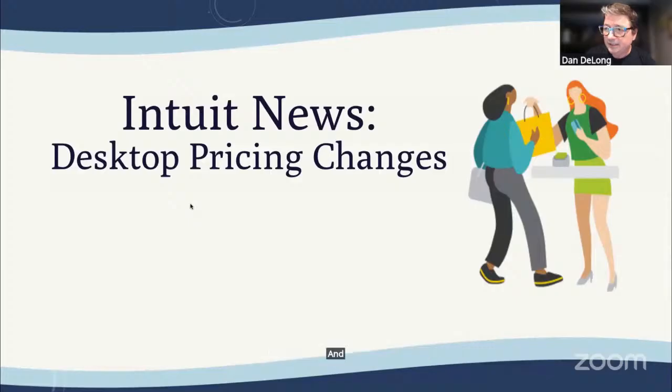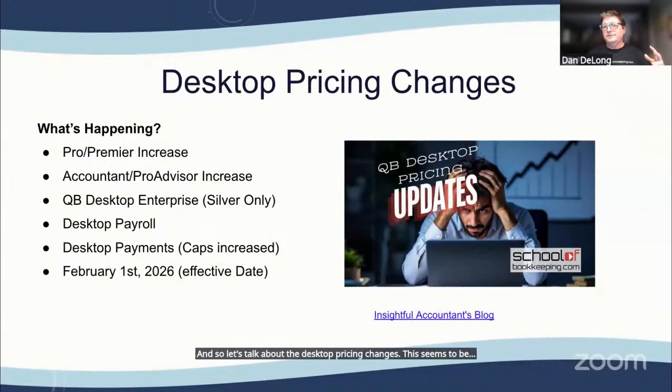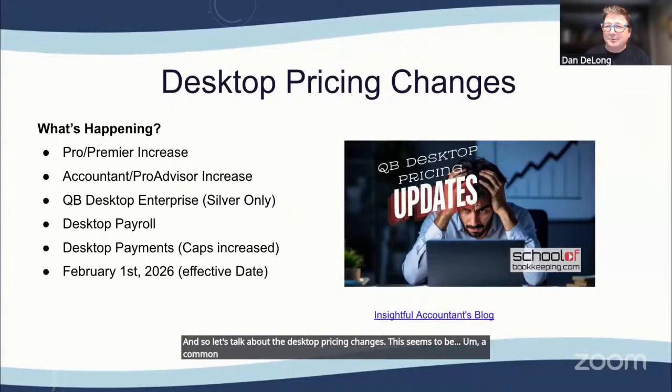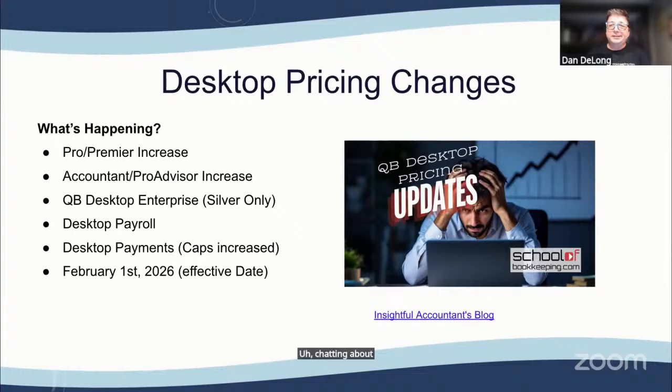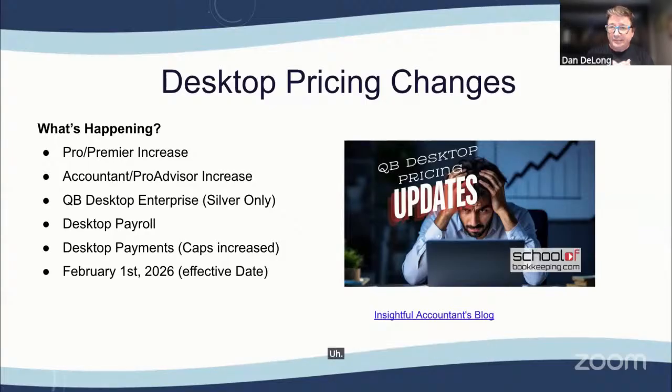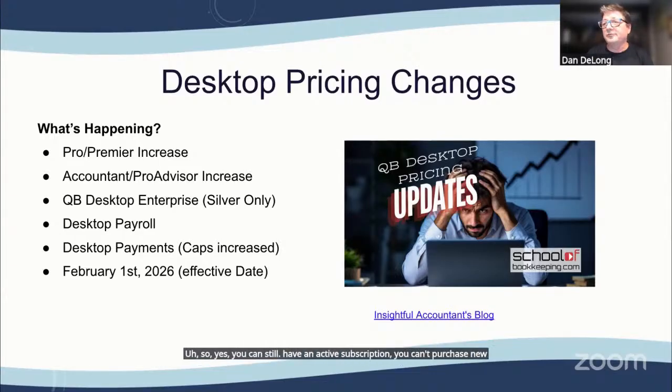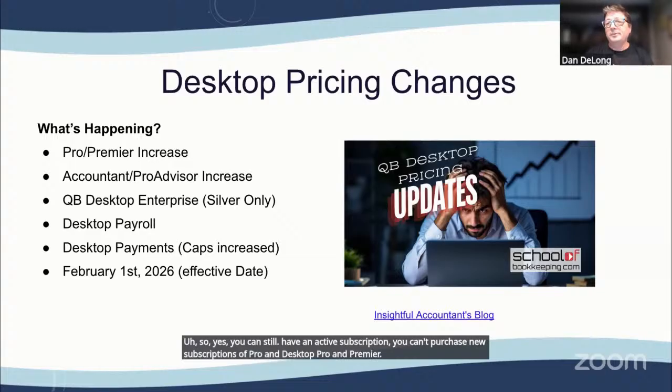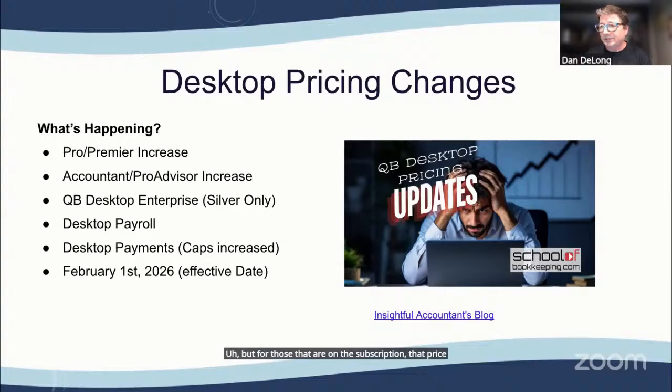And so let's talk about the desktop pricing changes. This seems to be a common topic that we've been chatting about because it seems like we just talked about some desktop pricing increases. Well, this is going to impact Pro and Premier. So yes, you can still have an active subscription. You can't purchase new subscriptions of Desktop Pro and Premier. But for those that are on the subscription, that price will increase. Accountants and ProAdvisors will see an increase in their desktop add-ons, and QuickBooks Desktop Enterprise Silver.